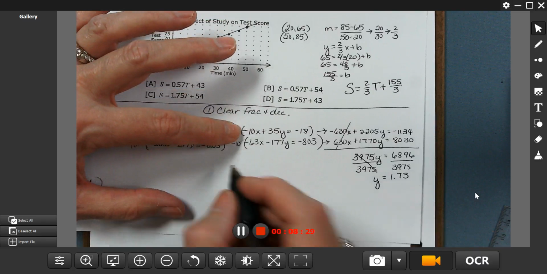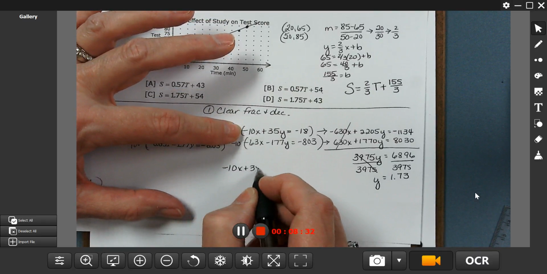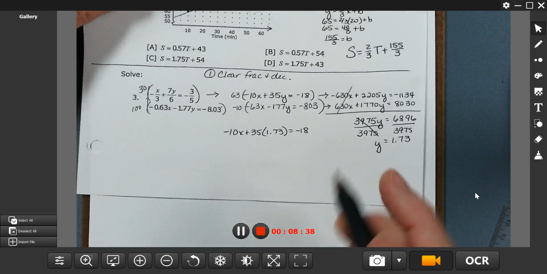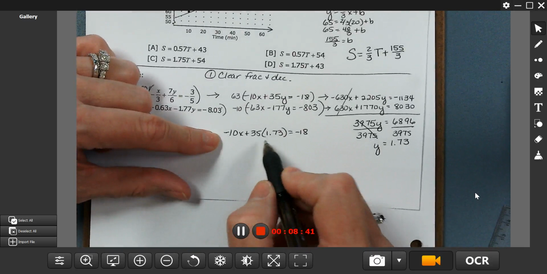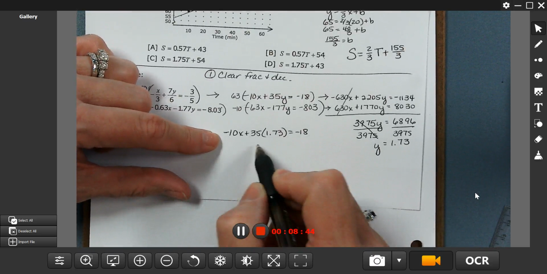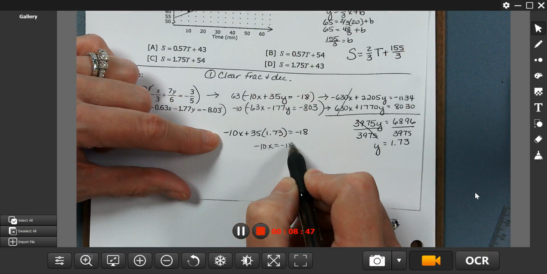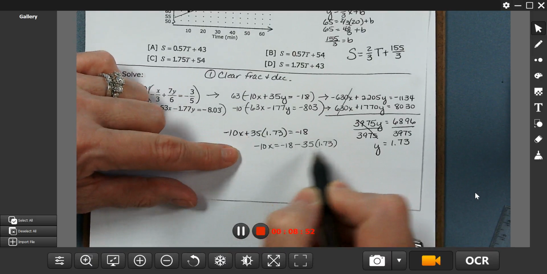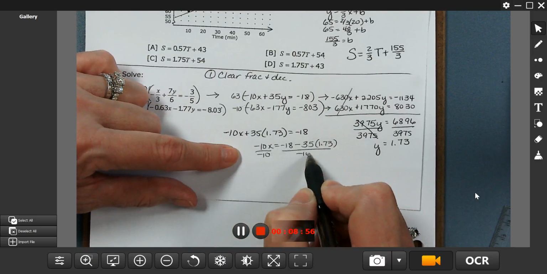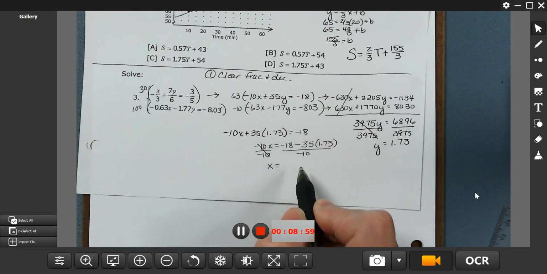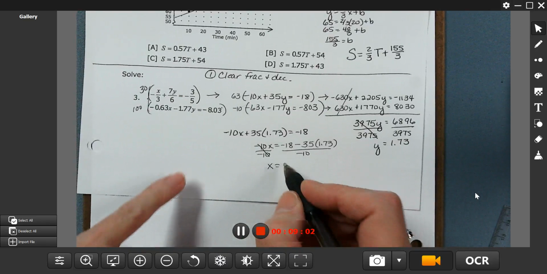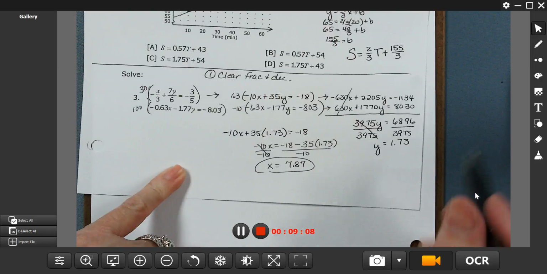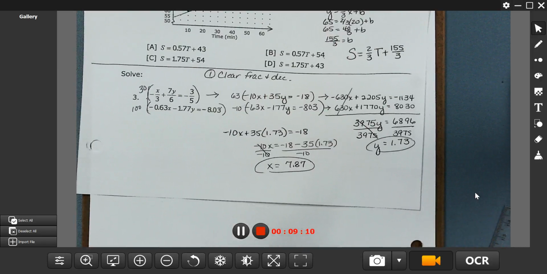Okay, and I'm just going to pick the top one. Now what you're going to do is take this, whatever this is, to the other side, and change the sign. So I know it's going to be positive, so I'm just going to write minus here. And when I get done doing that work, I'm going to divide it by negative 10. And that'll give me my x. And you can just put that directly in your calculator. And when you do that, you get 7.87. Okay, so you've got x equals 7.87 and y equals 1.73.